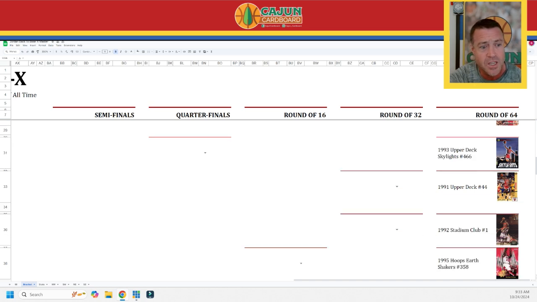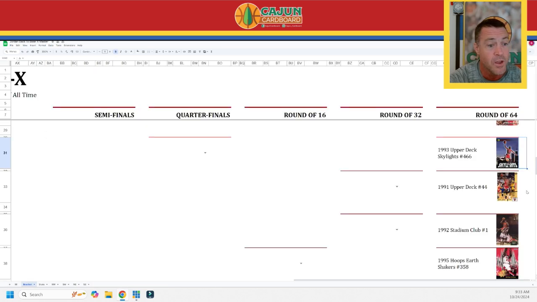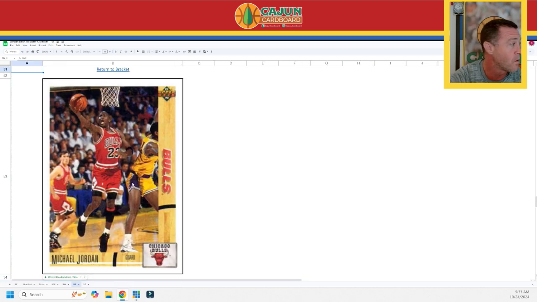Versus that Frequent Flyers. Next, we got Skylights versus 1991 Upper Deck number 44. And so here we go. We got the Skylights. This is another good-looking card right there with the City of Chicago in the background, versus the 1991 Upper Deck card number 44 right here. You can see Paxson back there. You can see AC Green's Virgin Body right there next to him.